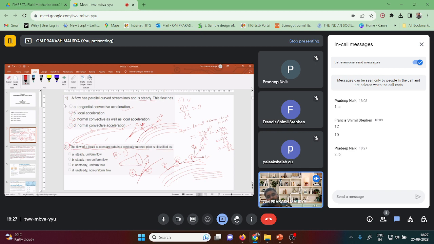Okay, for question number 2, Pradeep is telling option B is correct. Another student also, if you want to write your answer in the chat box, you can. Just open your message box and write your answer, whatever you have understood.